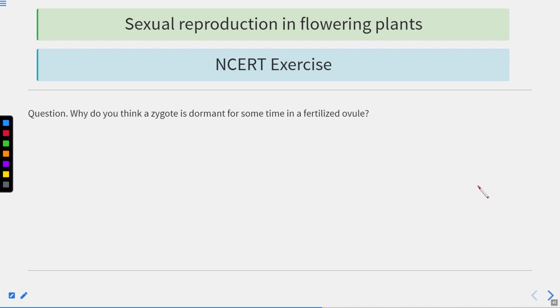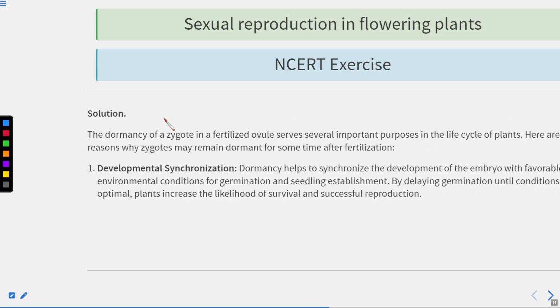The next question is, what do you think a zygote is? Why do you think that a zygote is dormant for some time in a fertilized ovule? Okay, so the fertilized ovule will further develop into the seed. Clear? So within the ovule, the embryo sac is present, and within the embryo sac, the egg is present. The egg is fertilized by one of the male gametes and it forms the zygote. Clear? So why is the zygote dormant for some time?